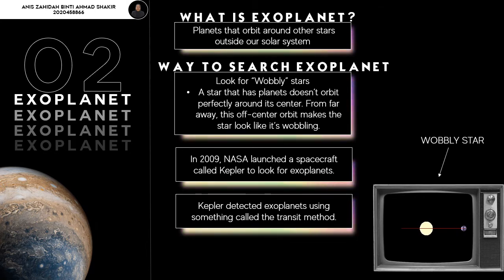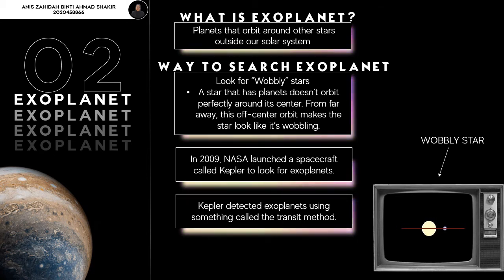Exoplanets are very hard to see directly with telescopes. They are hidden by the bright glare of the stars they orbit. So, astronomers use other ways to detect and study these distant planets by looking at the effects these planets have on the stars they orbit. One way to search for exoplanets is to look for wobbly stars.